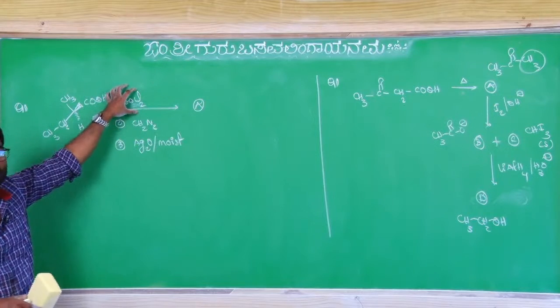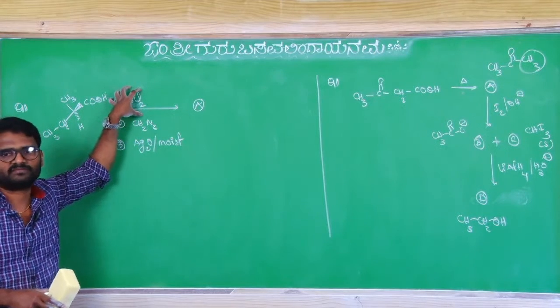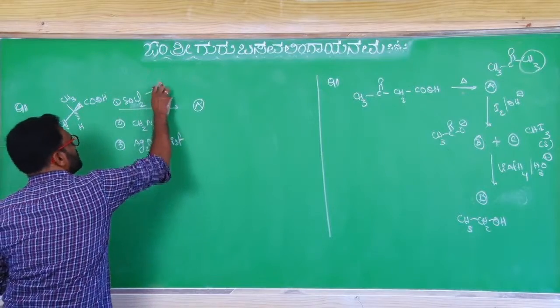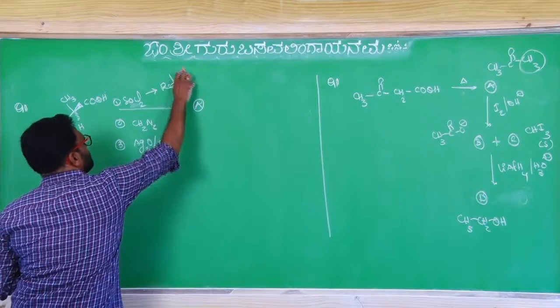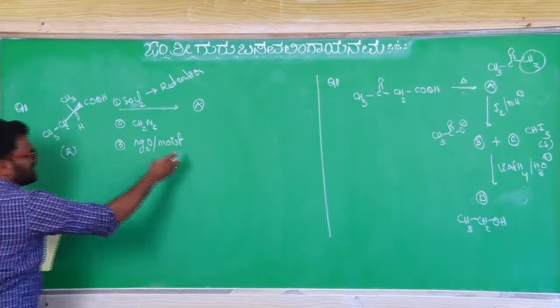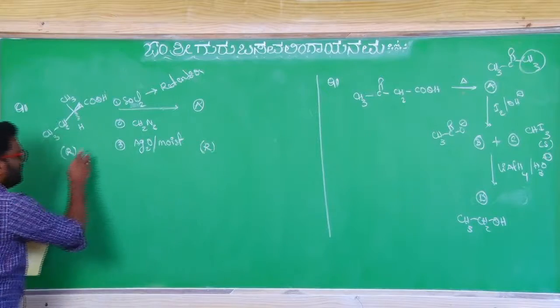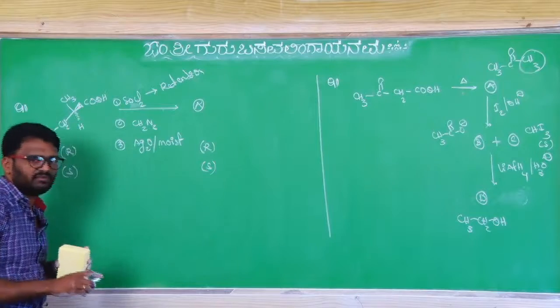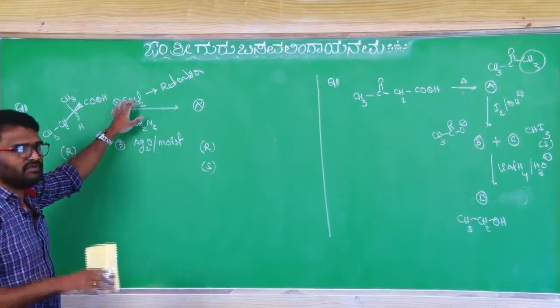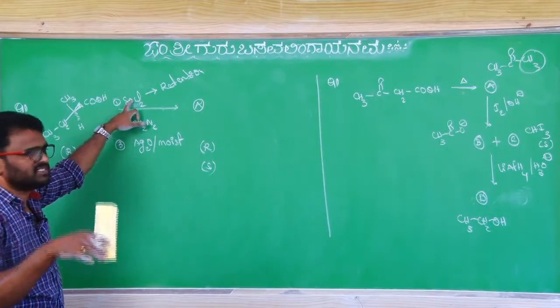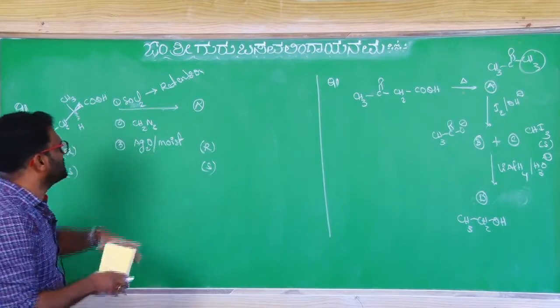Whenever you use SOCl2, it is retention of configuration. Retention means as it is. If it is R configuration in the reactant, the product also will be R configuration. If it is S in the reactant, the product also will be S. Why? Because the reaction takes place from the same side, not the opposite side. When it takes place on the same side, the product will be the retention product.